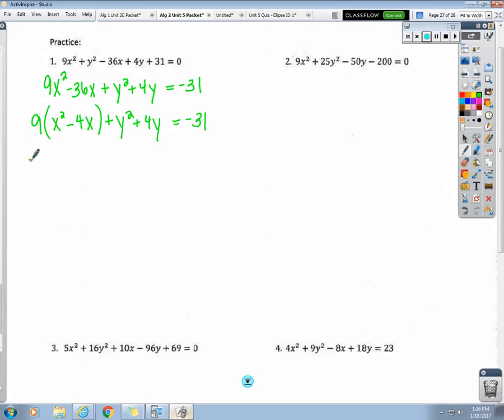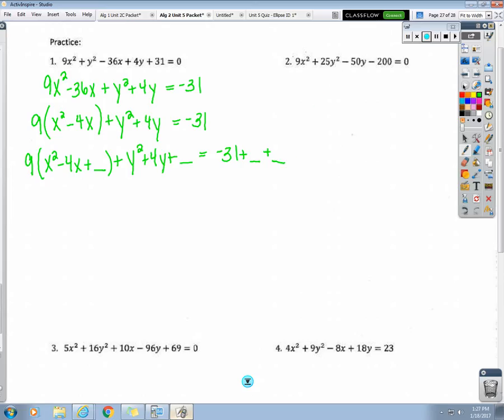Add in the blanks. So 9 continues to come down, and then we have x squared minus 4x plus blank, and then plus, even though there was nothing factored out, we have a b this time. That 4 is the b, so we're going to put a blank over here as well. And that means we need to add 2 blanks to this side.